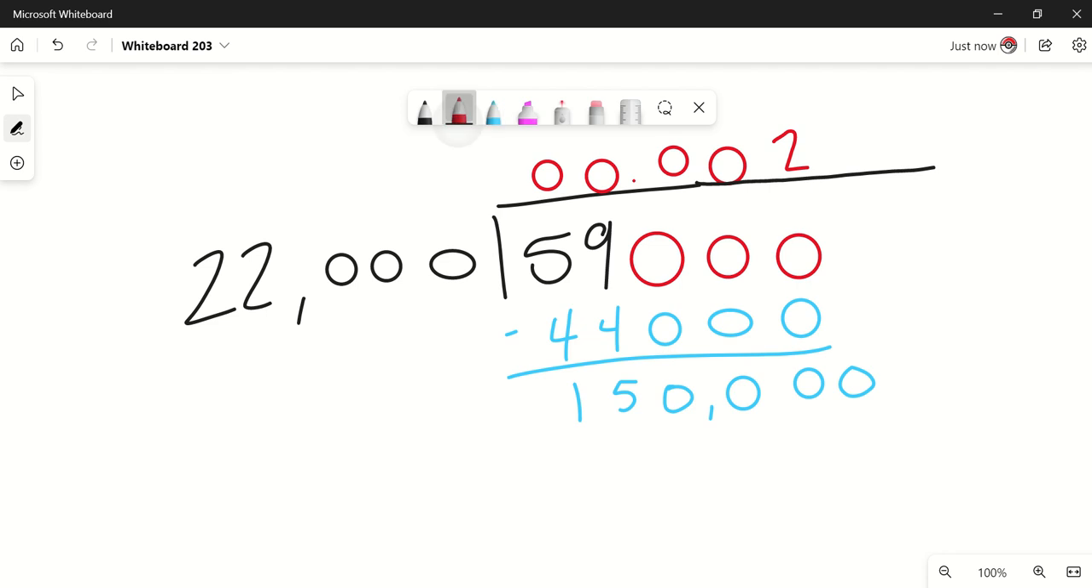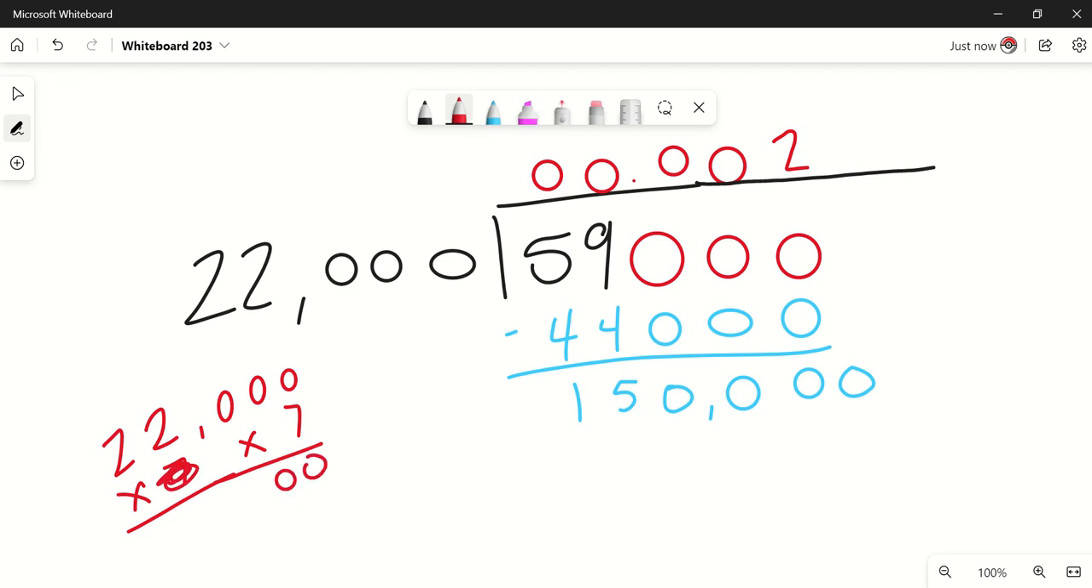Now let me guess and check. It'll be 88 if it's 4. 2 more will be what? 22,000. So let's do 22 times 7. This will be 22,000 times 7. So I'll rewrite that here. 7 times 0 is 0. 7 0 0. 7 times 2 will be 14. 7 times 2 again, 14, 15. That'll be too high. So now it'll have to be 6 with guess and check.